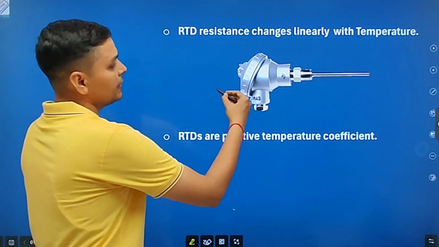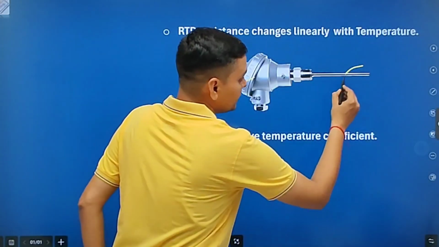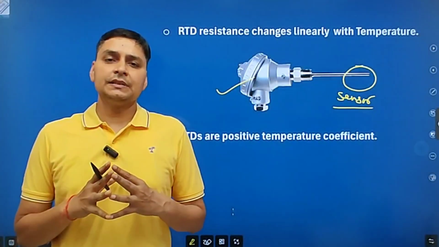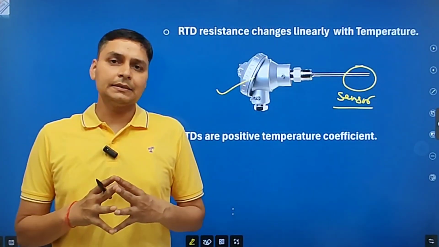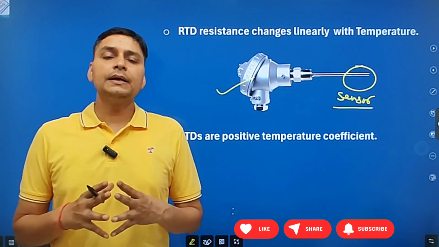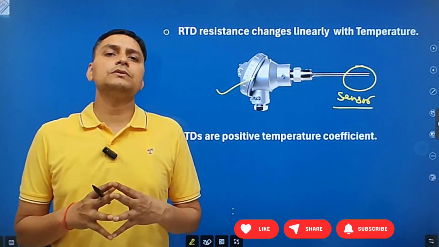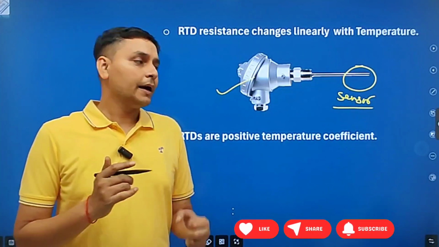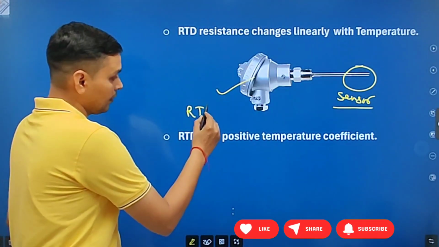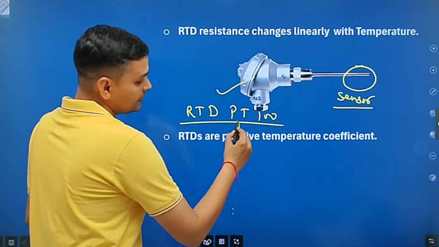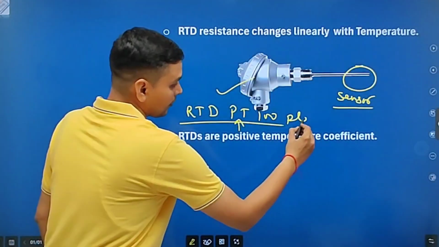The RTD will look like this, and here in this part, there is a sensor. And for sensors, we use materials. We use platinum, copper and nickel. But platinum is the most commonly used material for RTDs. That's why we call RTD PT100. Here PT means platinum.